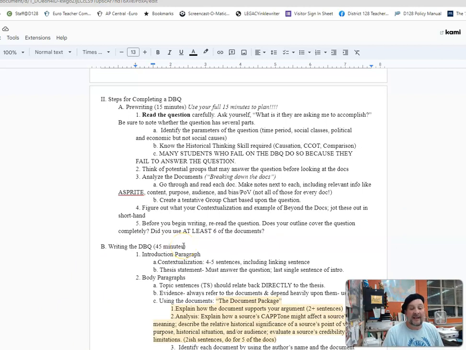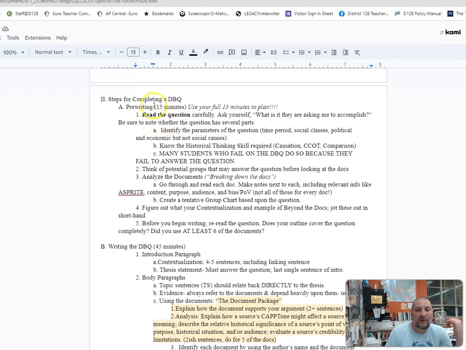All right, next we're going to talk about steps for completing a DBQ. So this is the actual process you're going to go through when you're writing a DBQ. The first part is pre-writing. You are going to get 15 minutes to pre-write. That's what the College Board gives you, that's what they expect. And I want you to use it. I want you to use the full 15 minutes, if not even more. Use it, use it, use it.